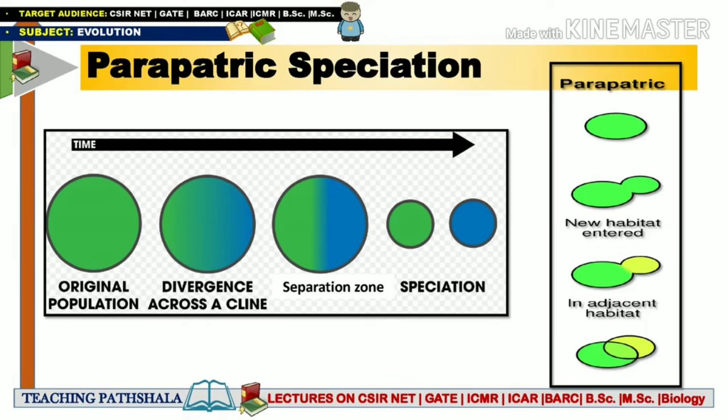It may be any kind of adverse environmental condition, a different food habit, or pollution. Okay, so the factors may be different, but obviously parapatric speciation is going to occur in this way. That means the newly formed population will be just adjacent to the original population.